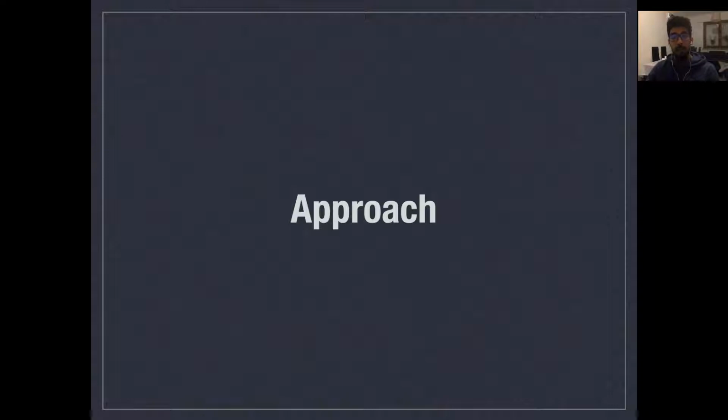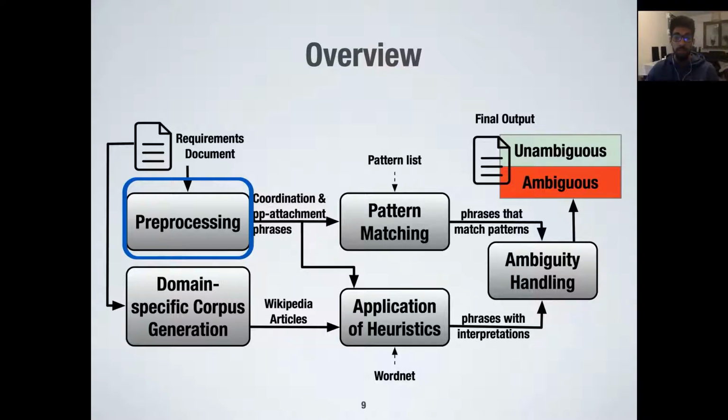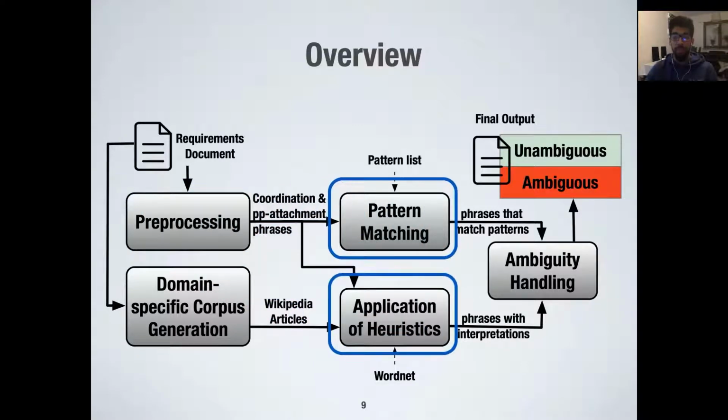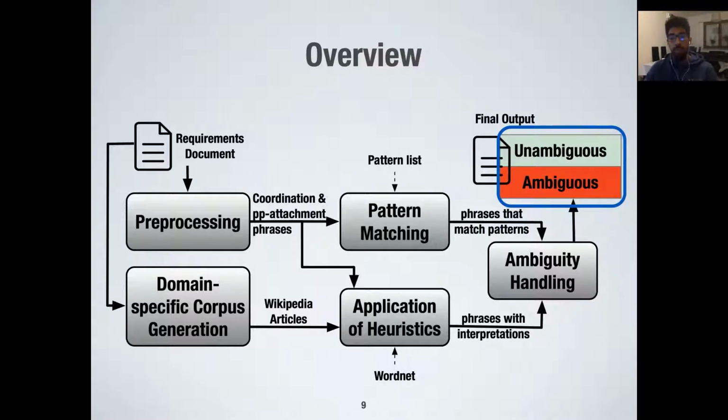Next, we will present our approach. Our approach takes as input a requirements document written in natural language. We use this document to generate a domain-specific corpus by crawling Wikipedia. We also pre-process the document and extract the requirements that contain coordination and prepositional phrase attachment phrases. Next, we match these phrases against a list of predefined structural patterns, and in parallel, we apply several heuristics. Finally, we combine the results of the patterns and heuristics to classify the phrases into ambiguous and unambiguous. We will go over the steps in the next slides.